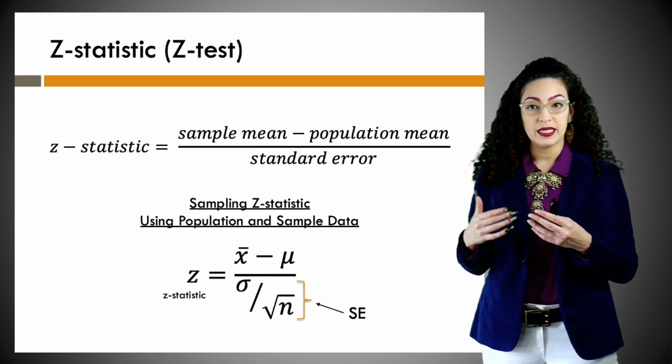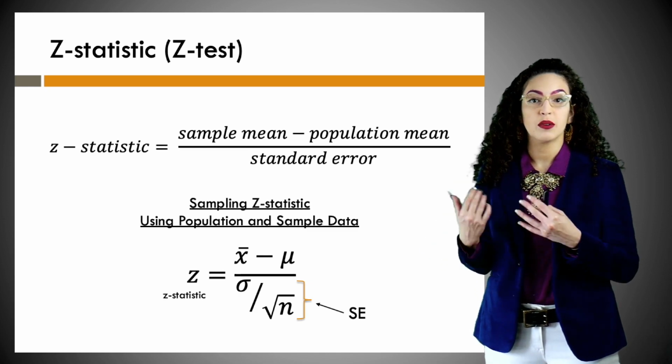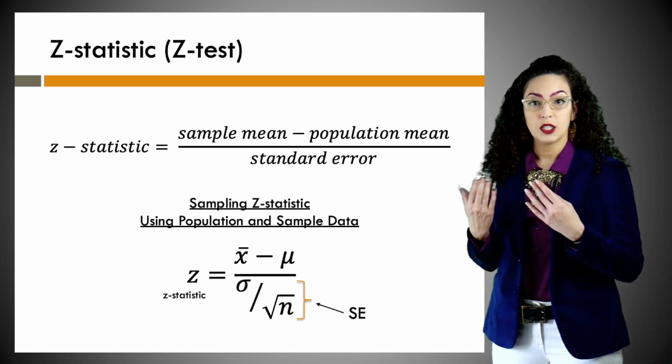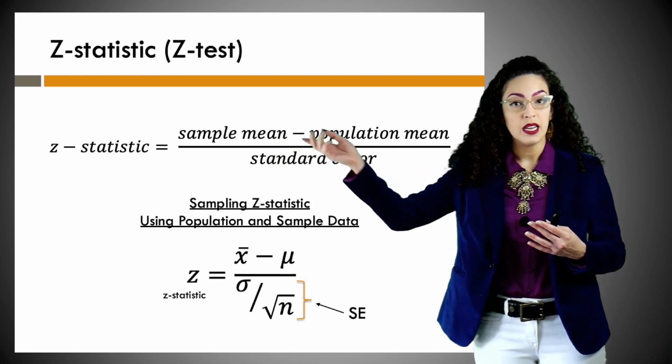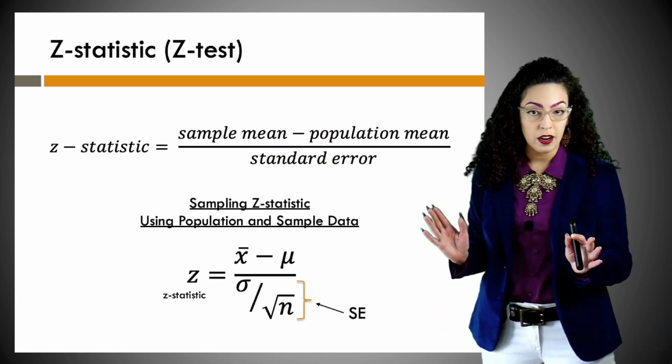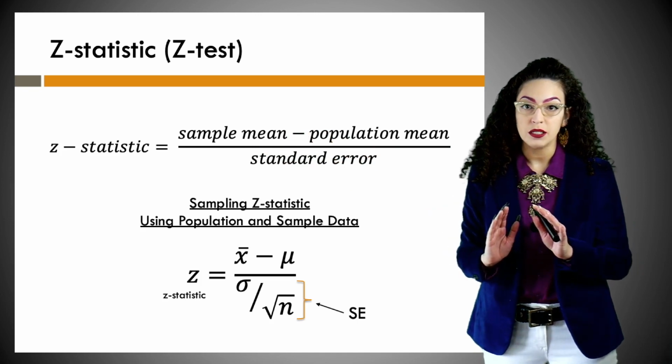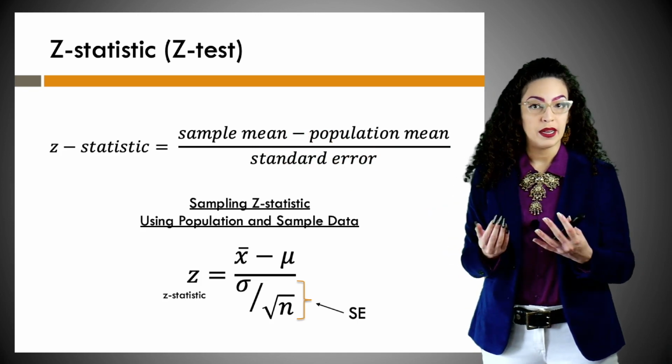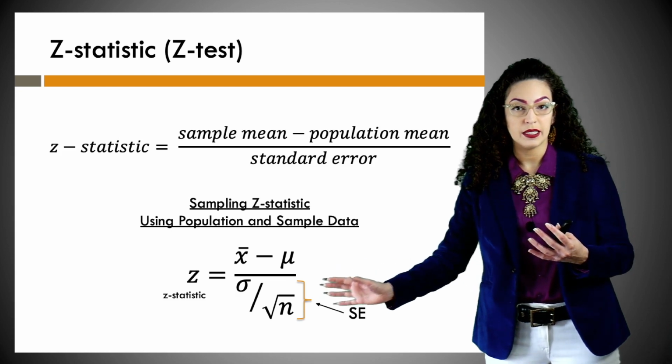But for now, let's stick to getting familiar with calculating the z-test. So again, we have our sample mean minus the population mean divided by the standard error. And standard error is just the standard deviation, which we're already familiar with, divided by that square root of n. And this is the standard error.